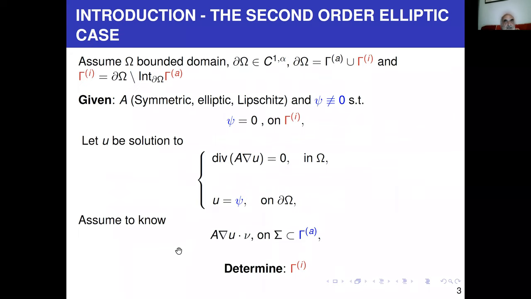Now, for the introduction, we assume that omega is a bounded domain of R^n, and the boundary is at least of class C^{1,alpha}. We assume that the boundary is a union of two portions, an accessible portion, a known portion, gamma A, and an inaccessible and unknown portion, gamma I. These portions are not overlapping.